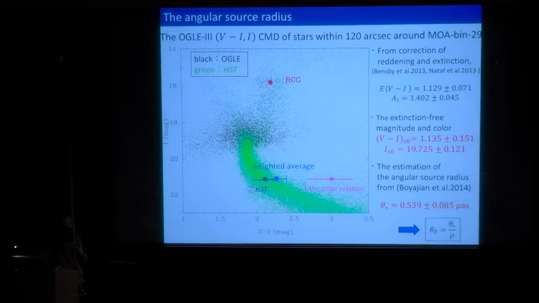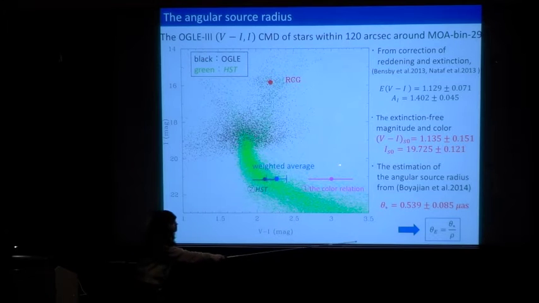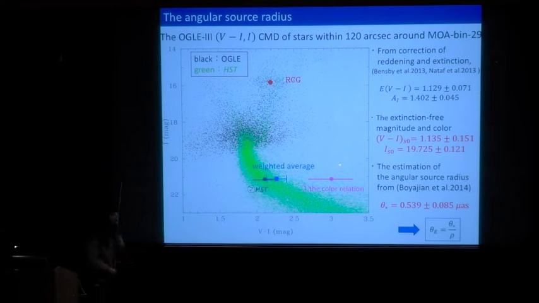And now we got both the color and magnitude of the source star. So we can get the angular source radius. From the centroid of the red clump giants, we can get the extinction-free magnitude and color. And from the empirical formula, we can get the angular source radius. And then, by using this, we can get the angular Einstein radius.